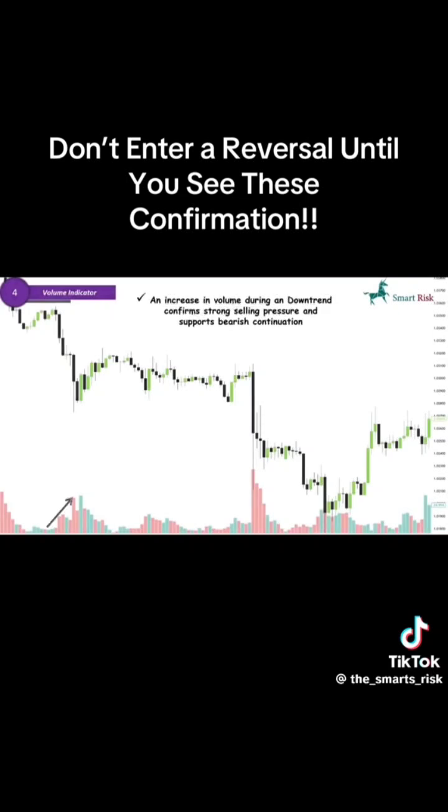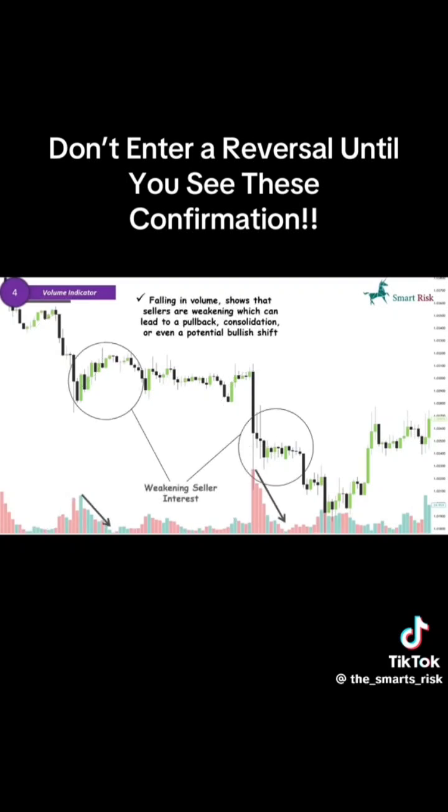Rising volume during a downtrend confirms strong selling pressure and supports bearish continuation. But falling volume during a downtrend may show that sellers are weakening, which can lead to a pullback, consolidation, or even a potential bullish shift. So in simple terms, rising volume confirms the move. Falling volume warns that the move may be losing strength.